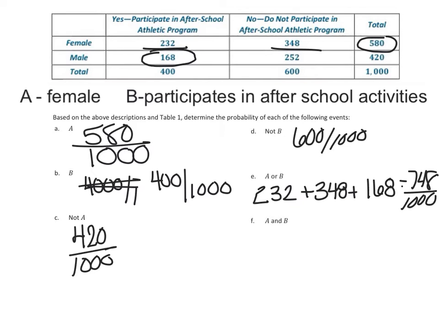Now the probability that you're A and B. You have to be female and you have to participate in after-school activities. So I have to be in the female row and the after-school activity row. I would say that's 232 out of 1,000.